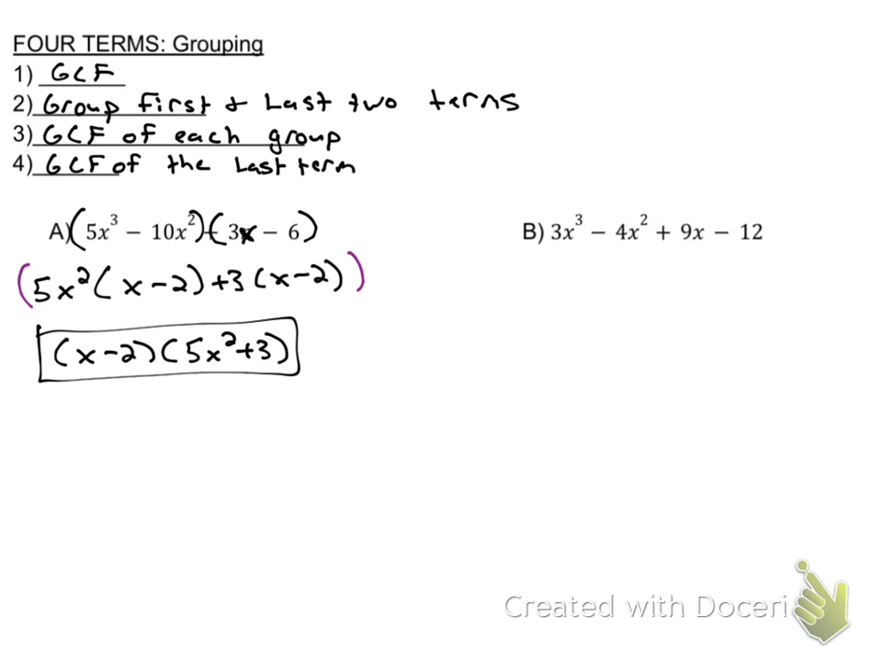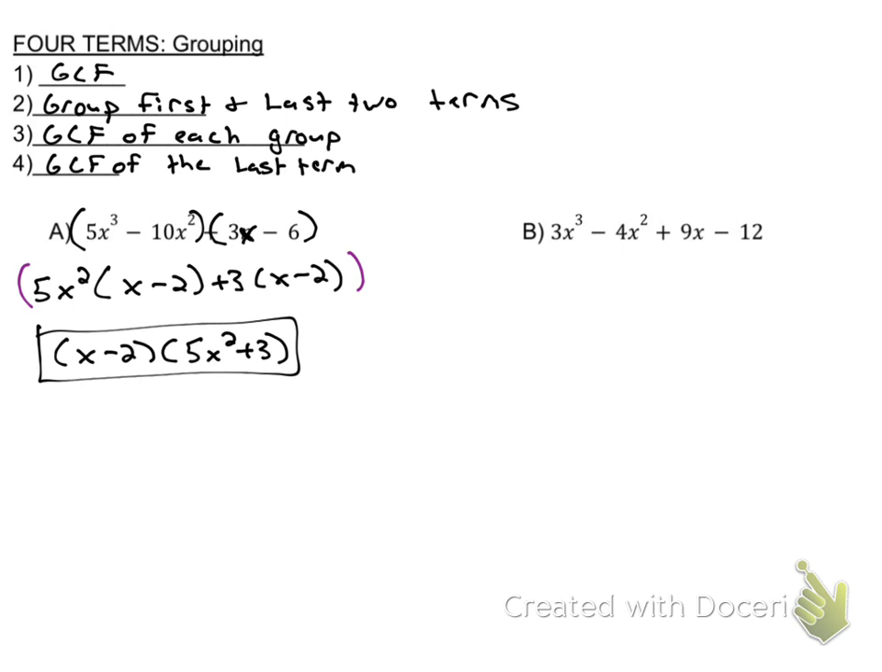Okay, so when we get to the second step here, when we take out the 5x squared and the 3, what's left in parentheses should be the same. If it's not the same, it means you probably did not take out the greatest common factor. Okay? Doesn't mean you didn't take out a factor, but it would mean you probably didn't take out the greatest common factor.